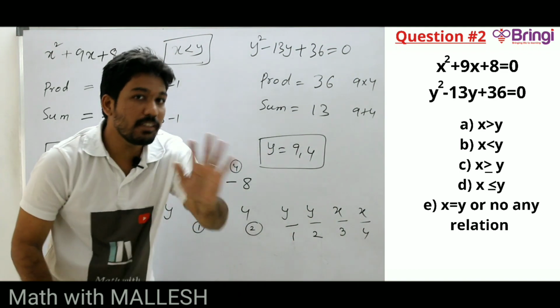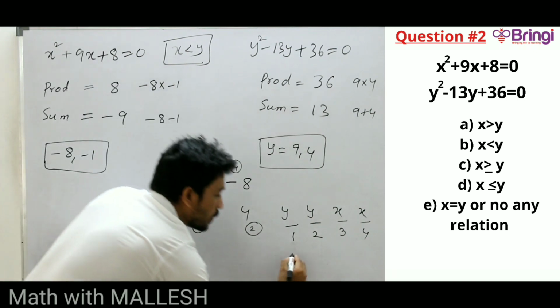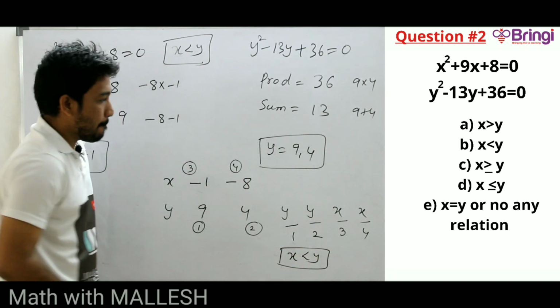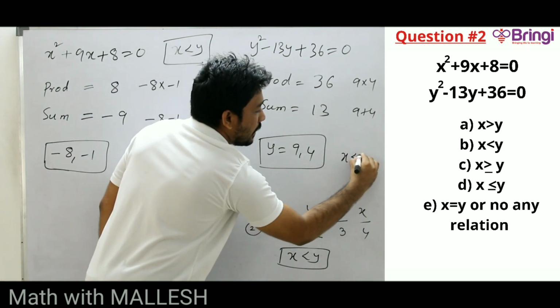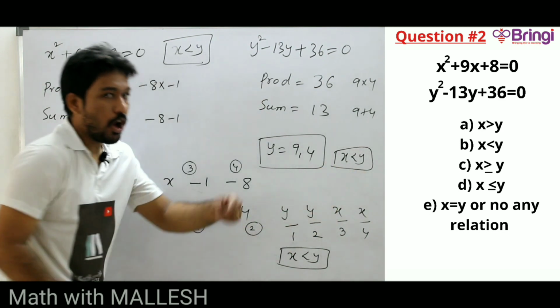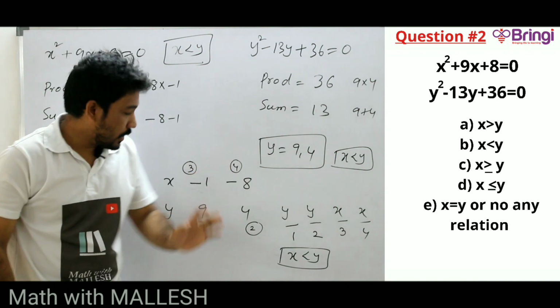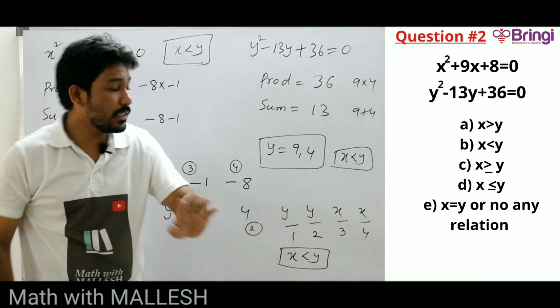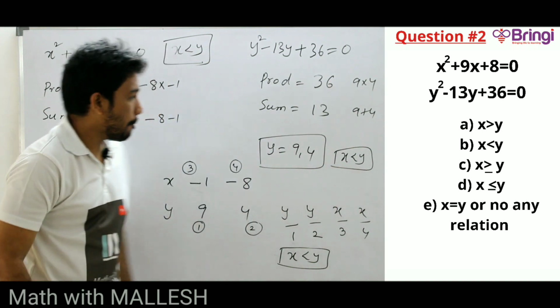मतलब Y is always greater. So answer is X less than Y. मतलब X less than Y means option 2. So whenever you get ranking as y y x x, it is x less than y.